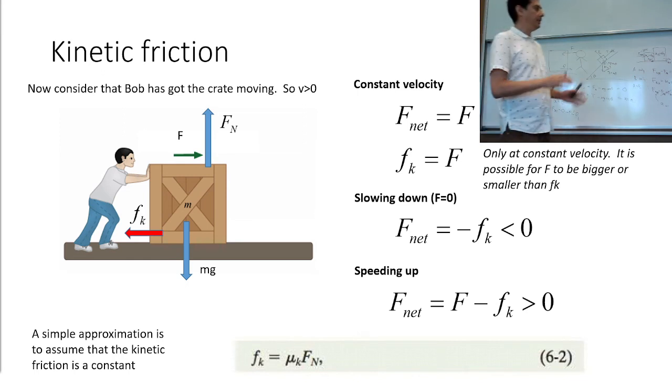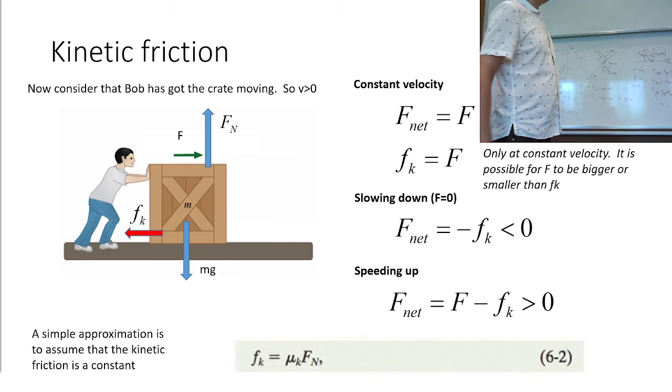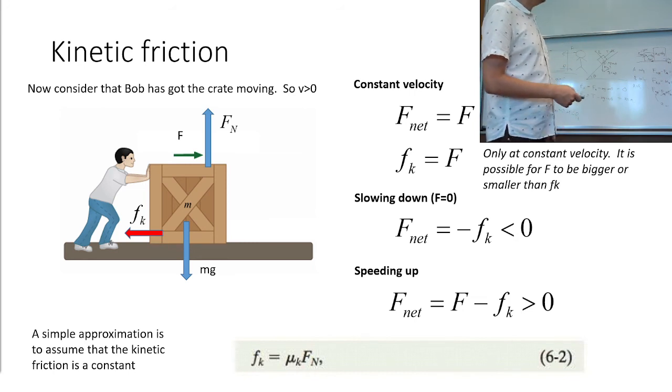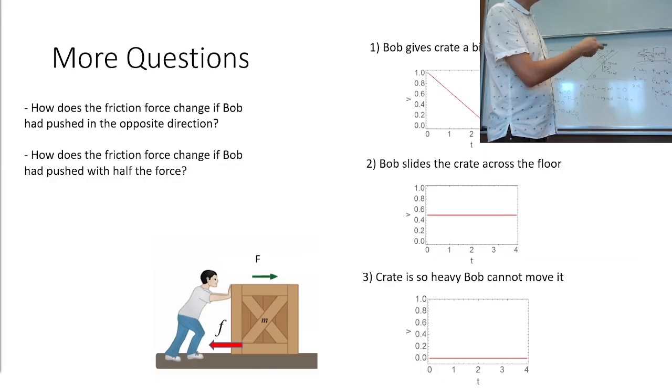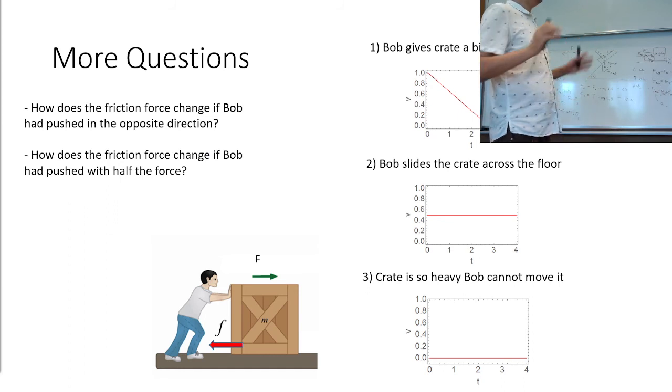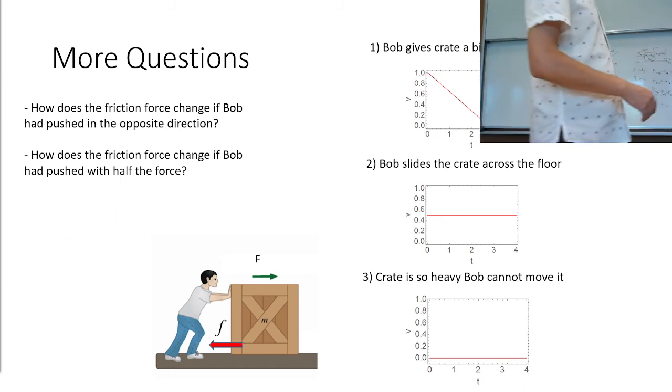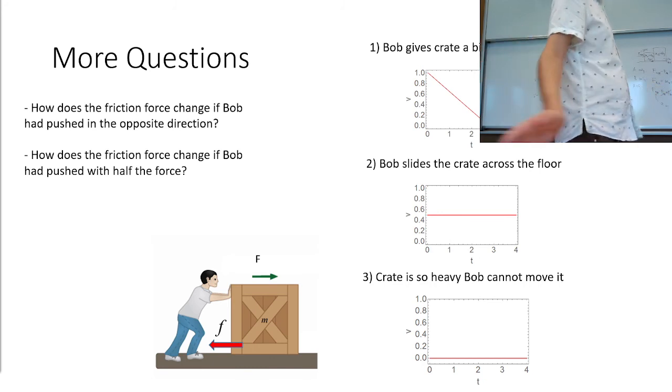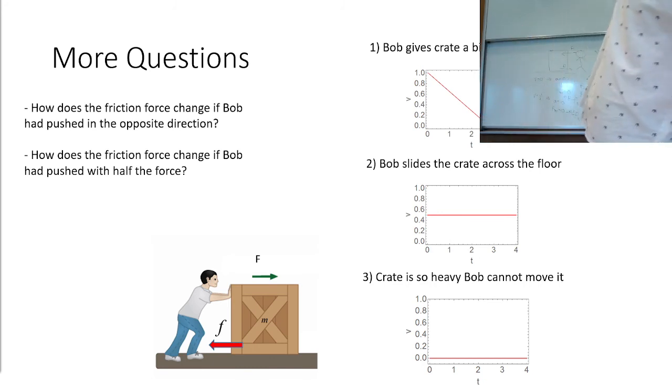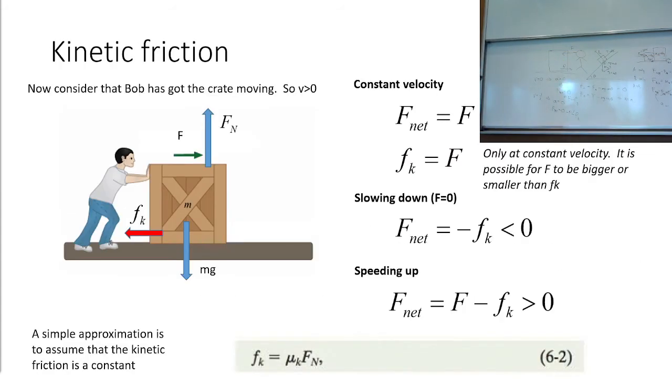Okay, so that was the case when I was pushing it and it's going at constant velocity. Now let's look at the case when I just give it a push at the beginning and then don't push it all the way, so it slides to a stop. So in this case Bob is no longer pushing it. The act of the first force was just to give it some initial velocity.